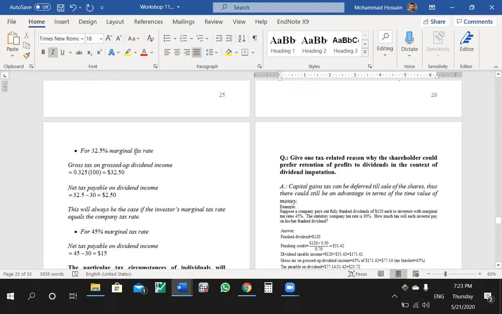For the second person, 32.5% is the tax rate. So his gross tax will be $32.50, but the company already paid $30. So this person needs to pay an extra $2.50 to the tax office. For the final person, his tax rate is 45%, because the dividend is $100. So $45 will be his tax, and the company already paid $30 tax. So this investor needs to pay $15 more to the tax office. That's it. And they have given some examples of the same thing. Okay, you can try one of these examples.